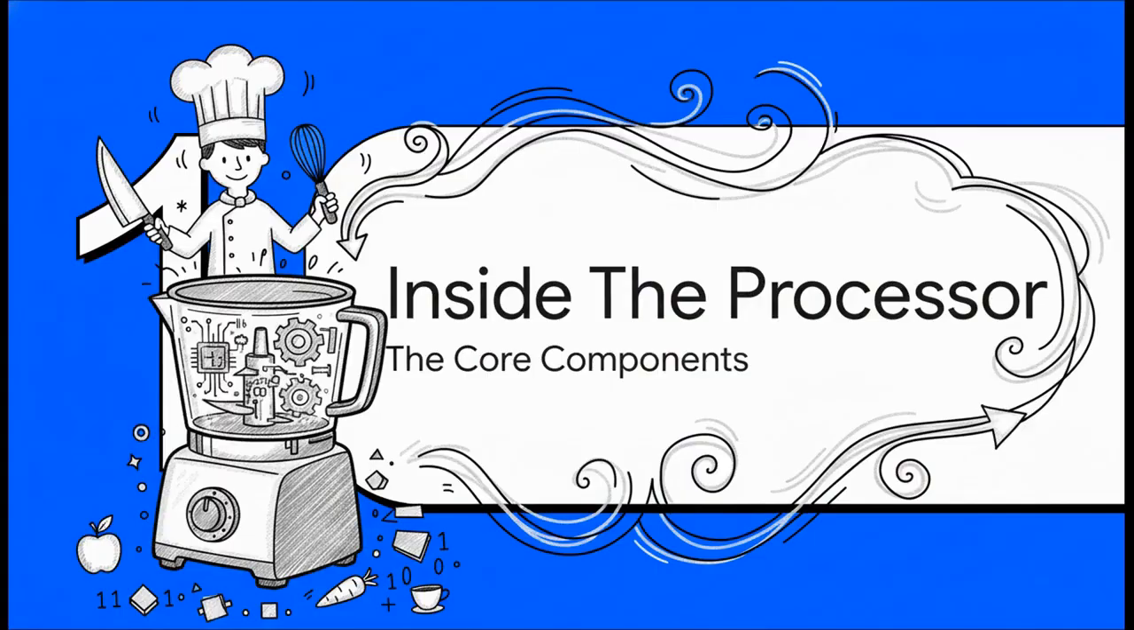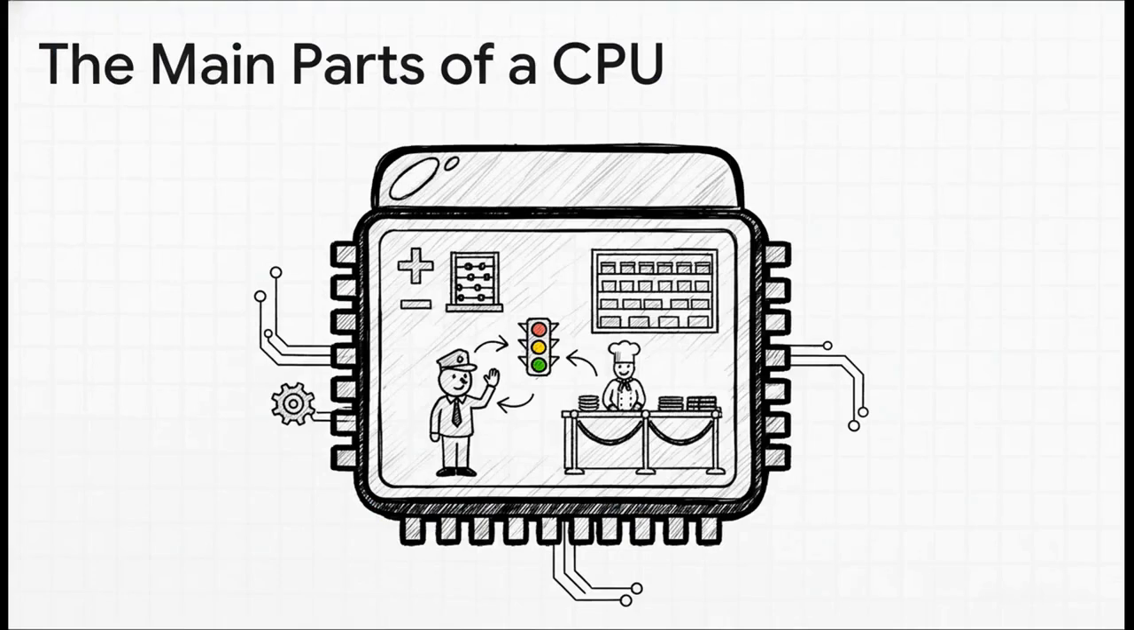Section 1. Inside the processor. Sticking with our analogy, this is where we push open the kitchen doors and see what our master chef is working with. So inside this kitchen, there are really three key players that make everything happen. You've got the ALU, or the arithmetic logic unit, the control unit, and something called registers. They all work together, perfectly in sync. Let's break them down one by one.